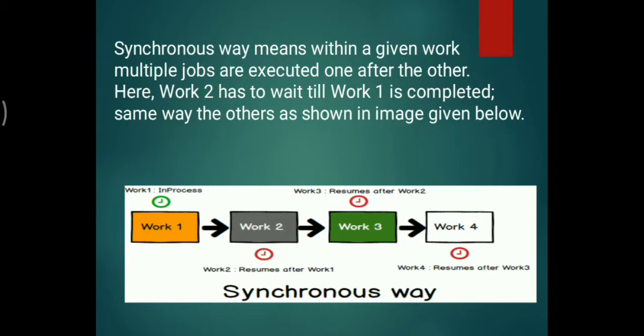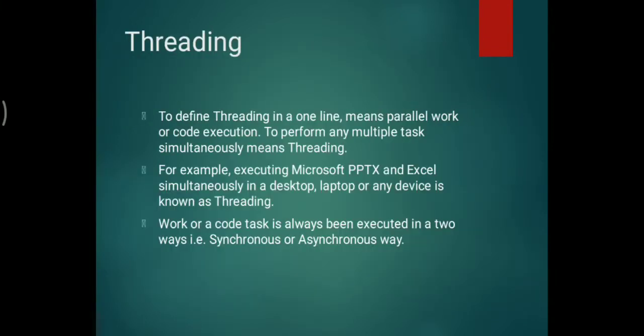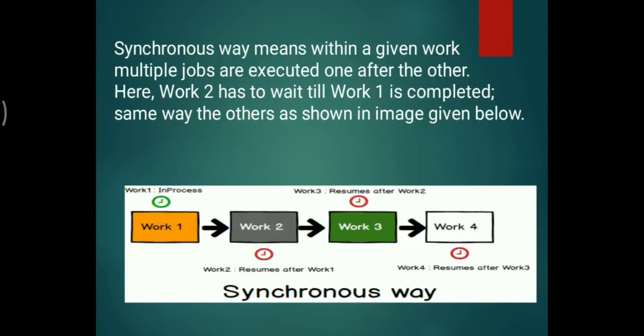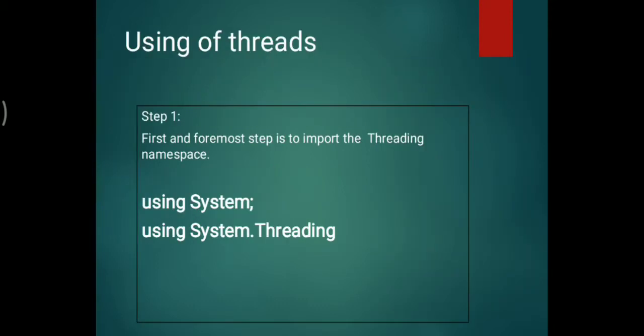On the other side, asynchronous means multiple jobs can be executed simultaneously. In the previous slide, we have seen that threading means parallel work. So threading involves the concept of asynchronous, where multiple jobs can be executed simultaneously. So threading follows the asynchronous way, not the synchronous way. Here also I have displayed the same example, PPT and Excel running simultaneously. Now we have seen what threading is, and the synchronous and asynchronous ways. Now let's move on to the concept in detail.